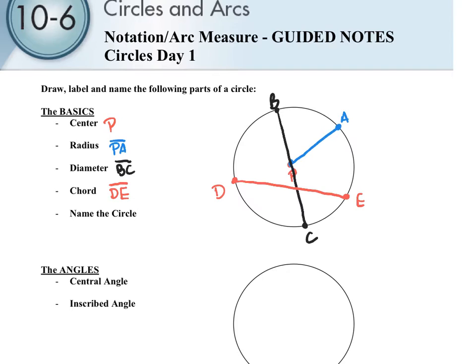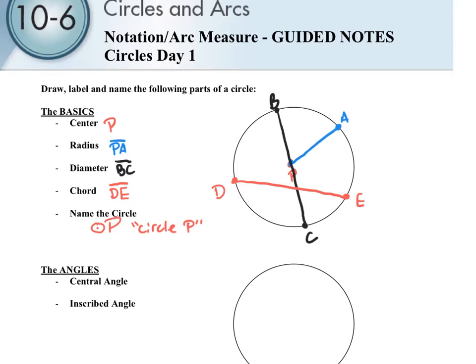Okay, and then to name the circle, it's always named based off of the center point. So in this case, our center was at point P. So we have to first draw a little mini circle with a center point, so we know we're talking about circles, and then point P. So that means circle P is how we name circles.